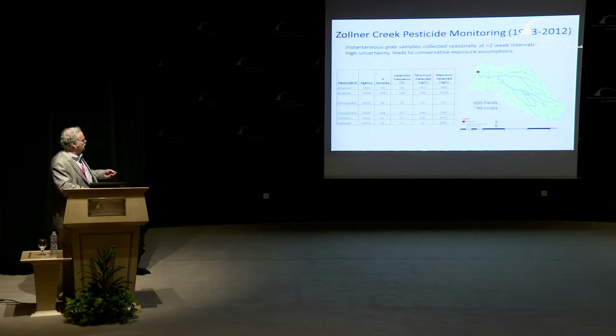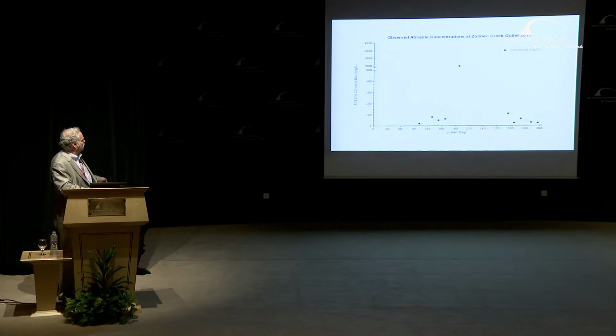So here's the data, and here we have concentration of atrazine, and here we have Julian date for the year 2011. And you can see these are the detections of atrazine at the outlet of that watershed. What does this tell us about exposure to salmon? Well, we know that atrazine is there. We know the concentrations, it's there. But is this data adequate for us to understand the impact on salmon?